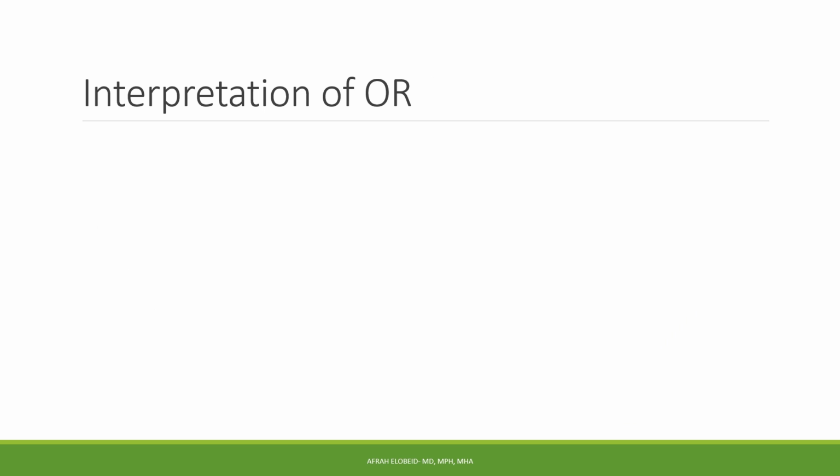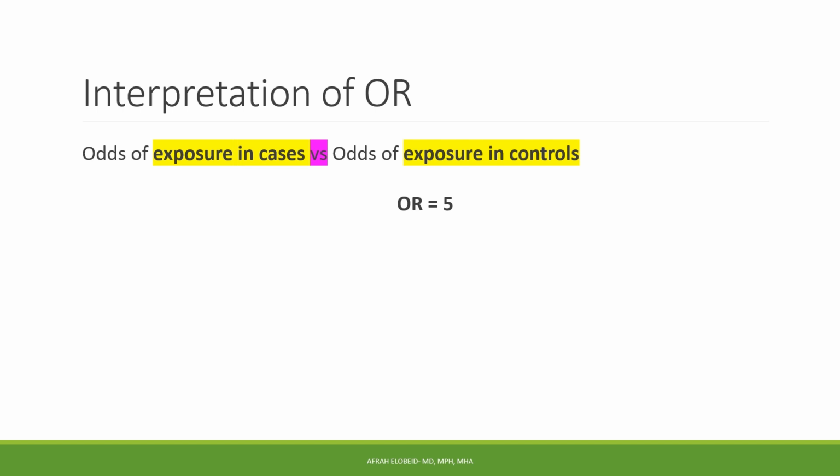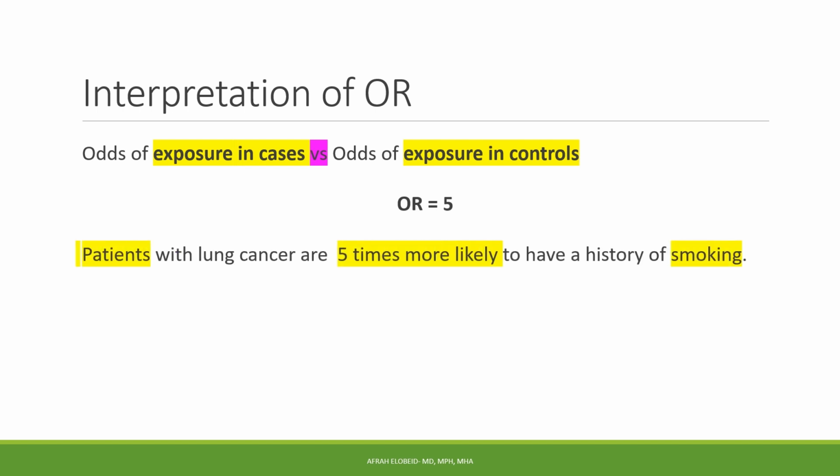And we need to interpret the odds ratio because calculation is one step. Sometimes they ask you the interpretation. They give you many options and they ask you to pick the correct interpretation. So what it means is that the odds of exposure in cases versus the odds of exposure in controls were 5, and that's interpreted as patients with lung cancer are 5 times more likely to have a history of smoking.